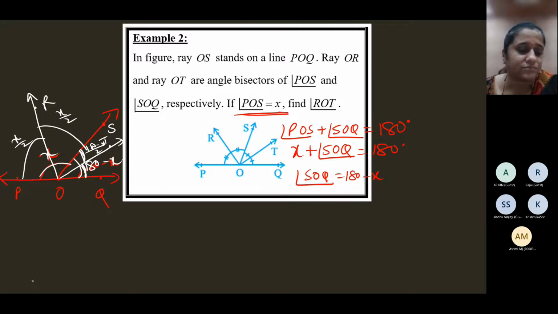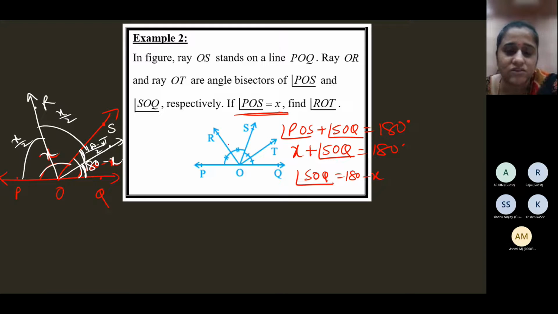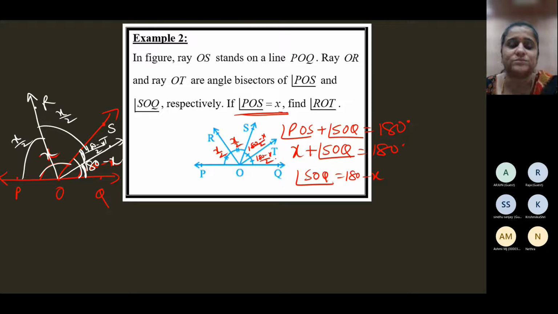So this full thing is X, so this becomes X by 2 and this becomes X by 2. The remaining angle is 180 minus X. So this one becomes (180 minus X) by 2, and this one becomes (180 minus X) by 2.